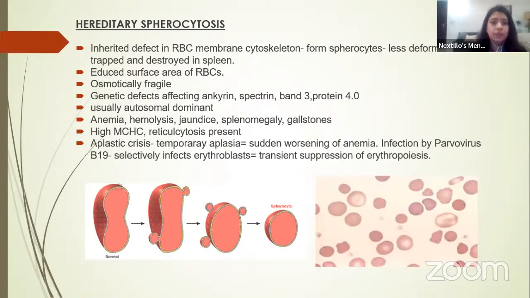But in a person with hereditary spherocytosis or any other kind of hemoglobinopathy, where the normal RBCs are very few, they are not able to compensate for this transient suppression of erythropoiesis. So over here, if there is an infection with parvovirus B19, it will lead to an aplastic crisis. That is, for a very short amount of time, there will be sudden stoppage of blood cell formation, and the patient will go into severe anemia, and the treatment here is blood transfusions.